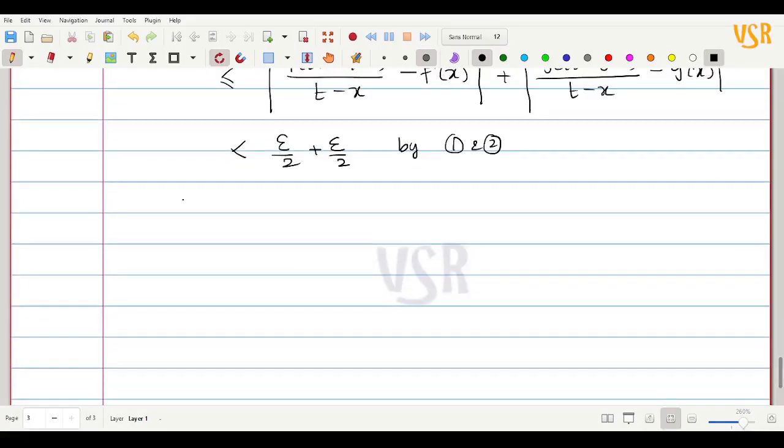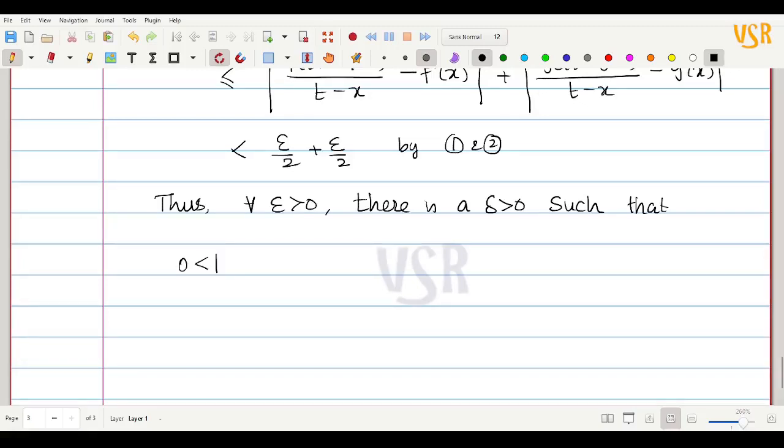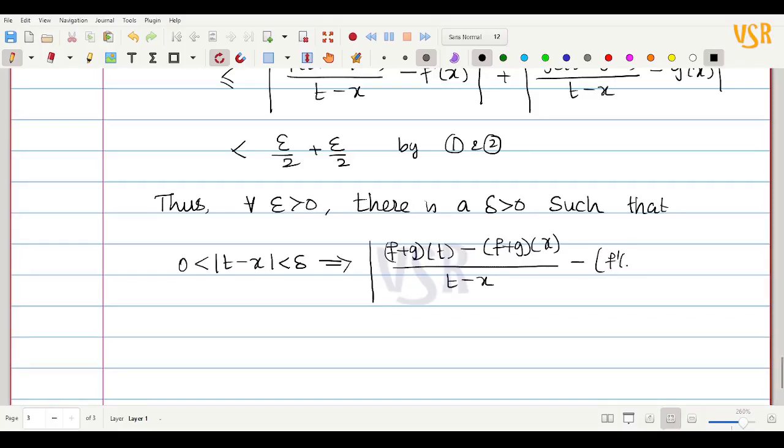Thus what have we got? We have that for every epsilon positive there is a delta positive such that we have this condition: 0 strictly less than modulus of t minus x less than delta. This must imply that modulus of f plus g at the point t minus f plus g at the point x divided by t minus x, minus what is here, f dash at x plus g dash at x, is less than epsilon.